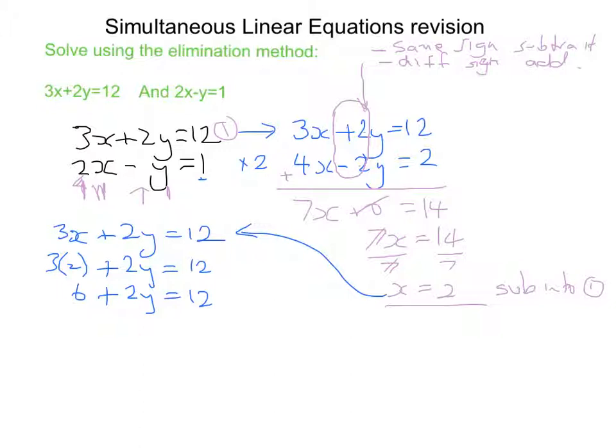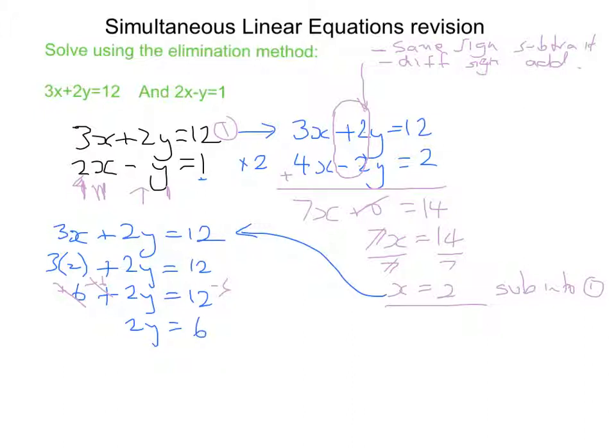Now we do our reverse operations, or inverse order of operations. So we've got a positive 6 at the front, so we'll take away 6 from both sides to get rid of that 6. Leaves us with 2y equals 12 take away 6, which is 6.